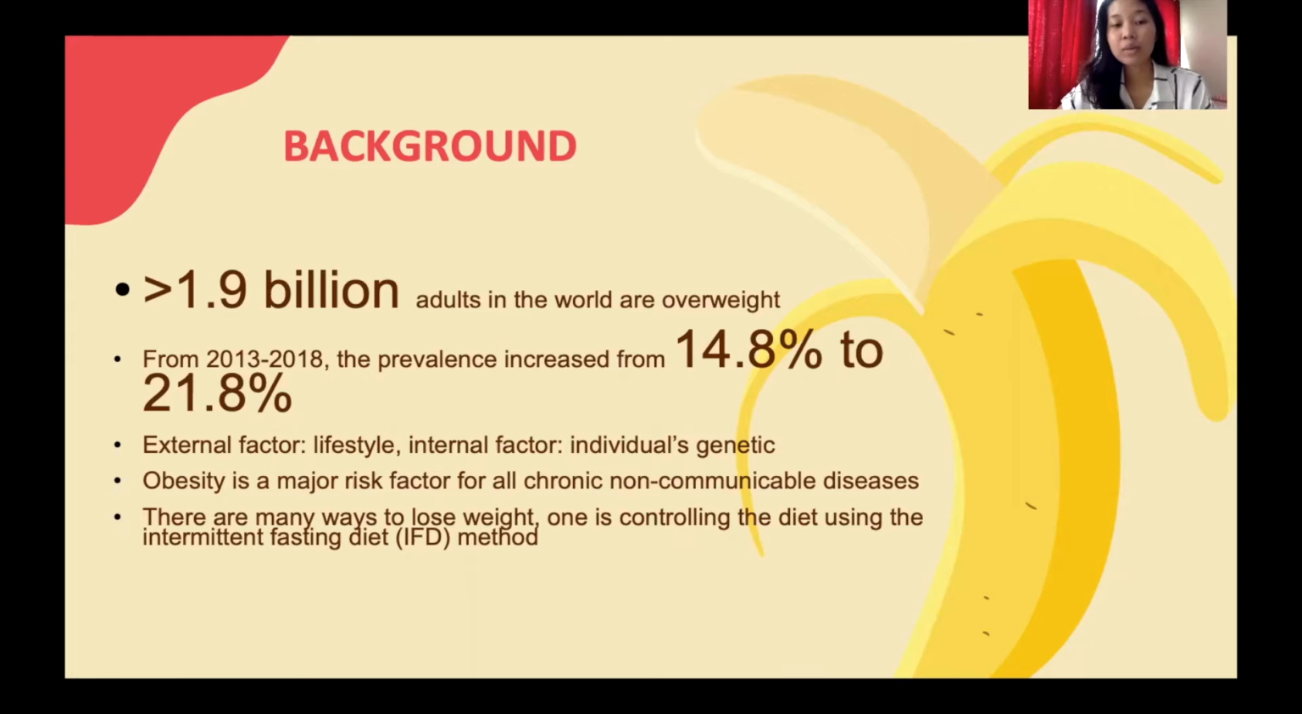Obesity can be caused by external factors such as lifestyle and predisposing internal factors such as an individual's genetics. However, based on research, genetic factors only explain a small part of the variation in body weight in the human population. Obesity is a major risk factor for all chronic non-communicable diseases such as diabetes mellitus, cardiovascular disease, etc. Therefore, many are looking for ways to lose weight effectively. One of them is controlling the diet using the intermittent fasting diet method.